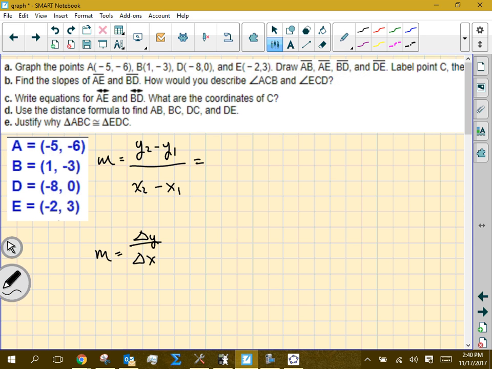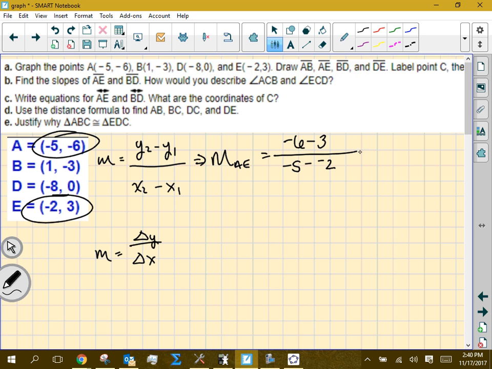But when I find the slope of AE, I'm going to go y2 minus y1. So again, I'm looking at that point and that point. Negative 6 minus 3, and then negative 5 minus negative 2. So that's going to give me what? Negative 9 over negative 3. Negative divided by negative is a positive. So I get positive 3 for that slope. I'm then going to do the slope of BD.